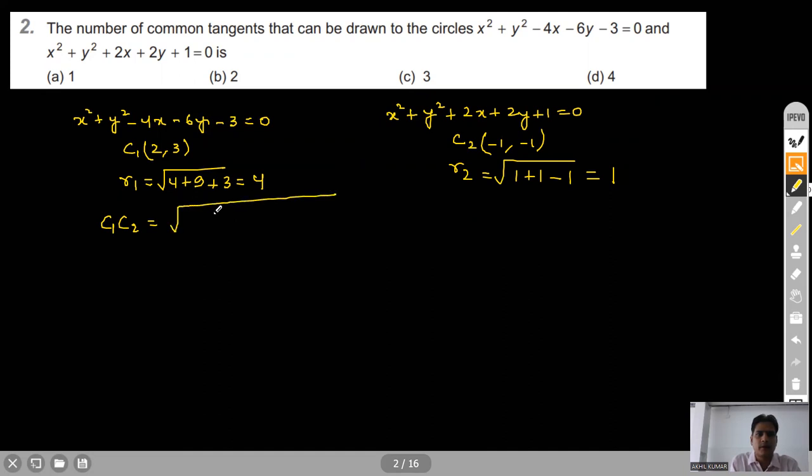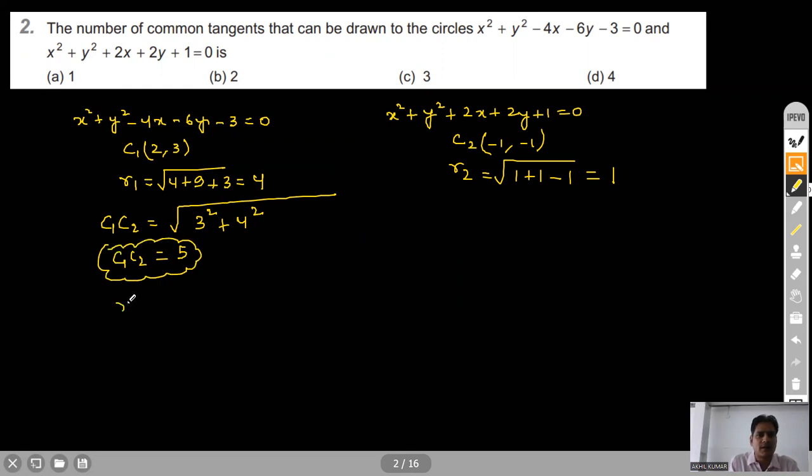Our length of C1, C2 will be the square root of (2 minus (-1)) squared, that is 3 squared, plus (3 minus (-1)) squared, that is 4 squared, right? So this C1, C2 is coming out to be the root of 16 plus 9, that is the root of 25, which is 5. So this C1, C2 is coming as 5, right?